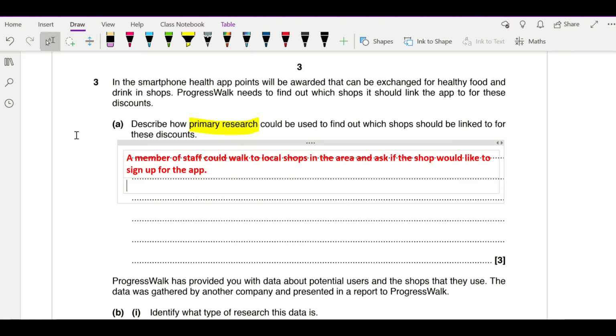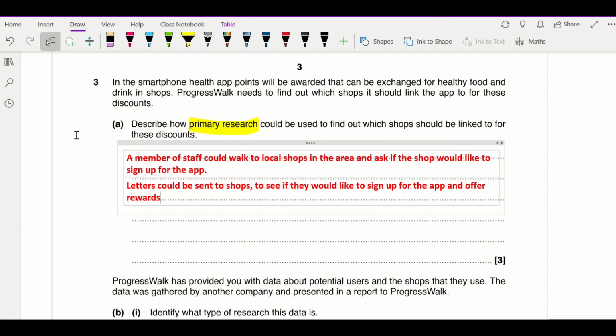They could also send letters. So letters could be sent to shops to see if they would like to sign up for the app and offer rewards. So once again, we've got our primary method, so sending a letter first hand, and then we could see if they would like to offer the rewards.